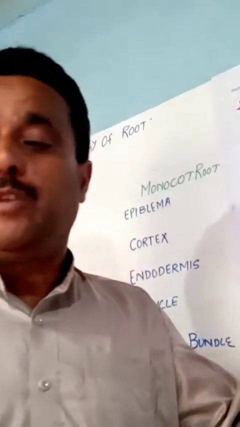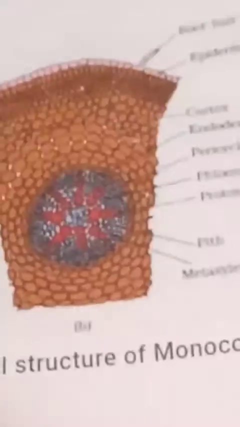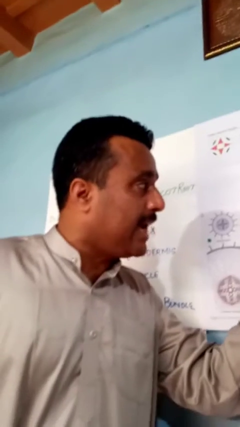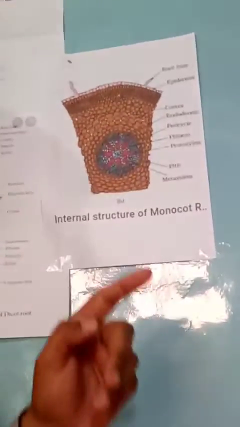The vascular bundles are arranged in a ring, with a pith which is centrally located. The xylem is x-arch. X-arch means the protoxylem is present towards the periphery, and the metaxylem is present towards the center.